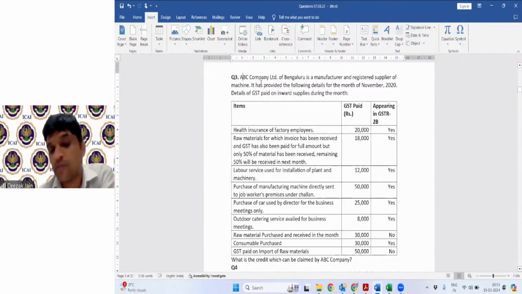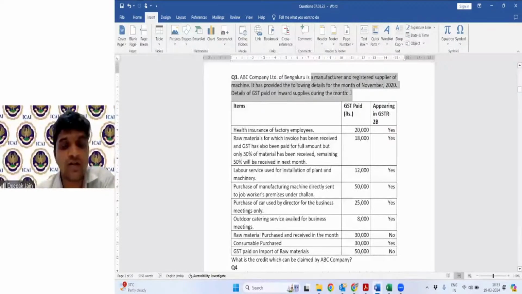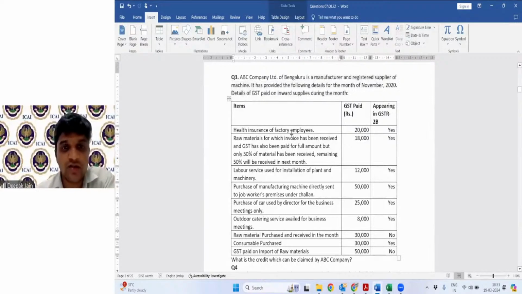Third question is similar to the second question, wherein ABC company of Bangalore is a manufacturer and registered supplier of machine. It has provided the following details for the month of November 2020. Details of GST paid on inward supplies during the month are as follows. The health insurance, again, same question, but the difference from the previous question is that there it was only GST paid. In this question, additional information is provided on what is appearing in GSTR 2B. So ITC, we will claim only what is appearing in GSTR 2B, correct?